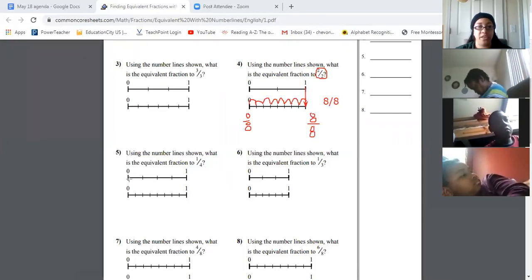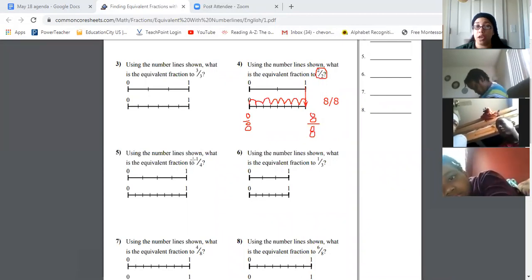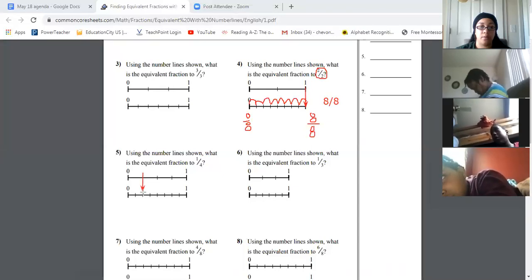All right, so the denominator is 4 because they give us the denominator for the first line, don't they? So we're looking for 1 over 4. Here we have 0 over 4. Next we have 1 over 4 because that's our first hop. So this is going to be 1/4, which means this tick mark is the one that we're looking for to be an equivalent.